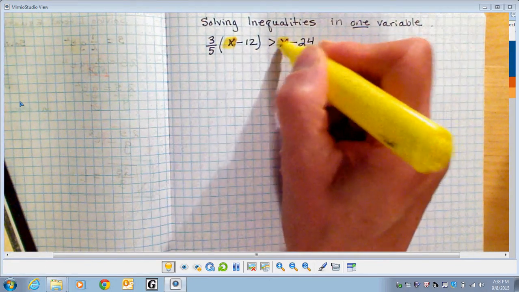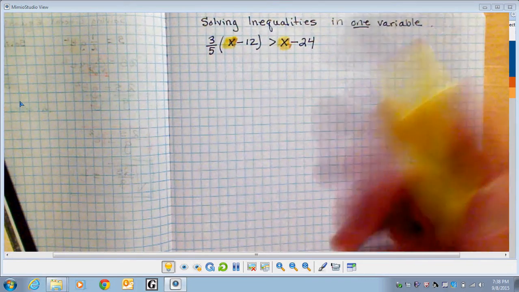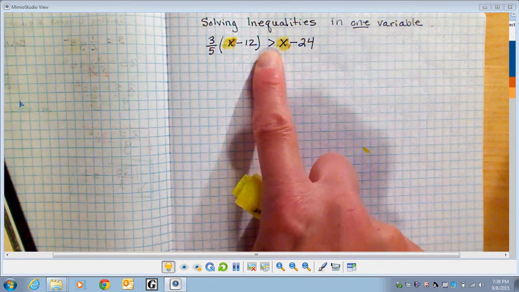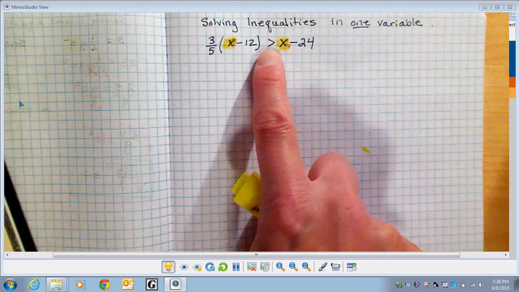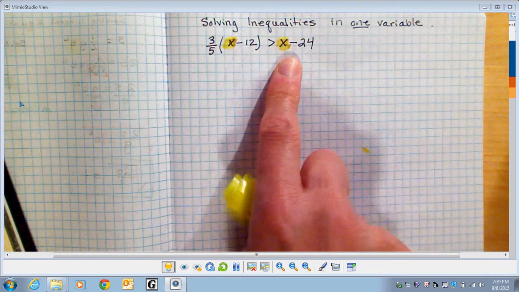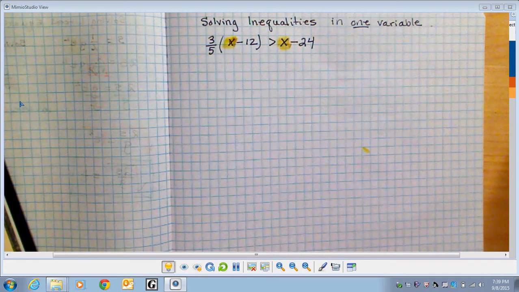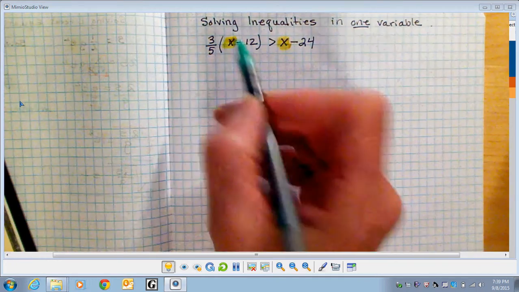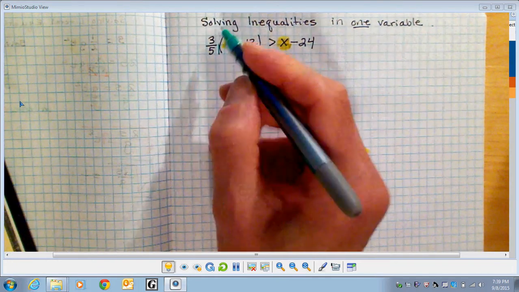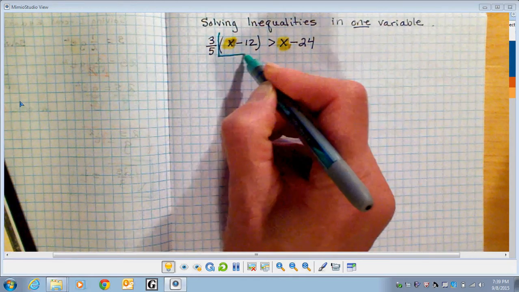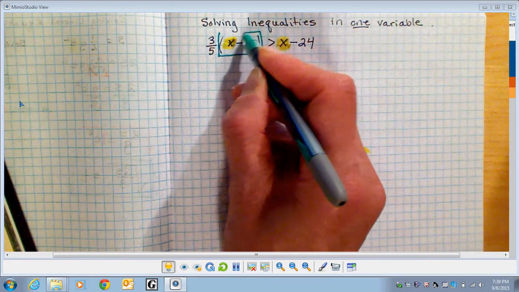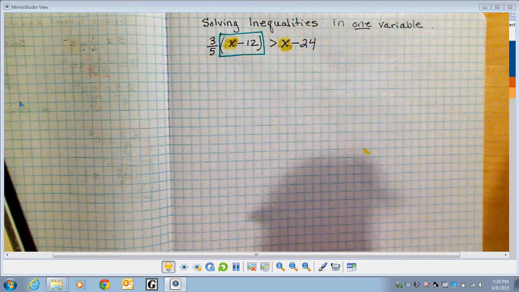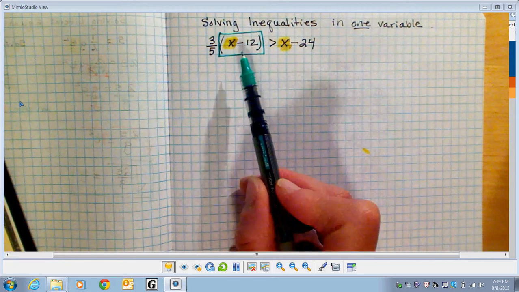In this case, we notice that x is on both sides of the inequality. So we want to get them together. The problem is that this x right here is pretty much in jail. It's in this house, as I like to call it. So this x right now is kind of restricted, okay? Because it's inside that parentheses. So we have to free it.